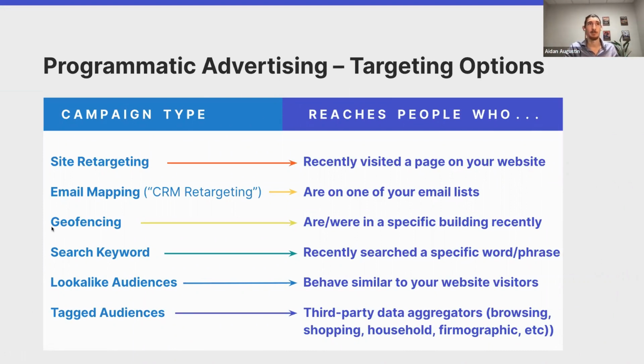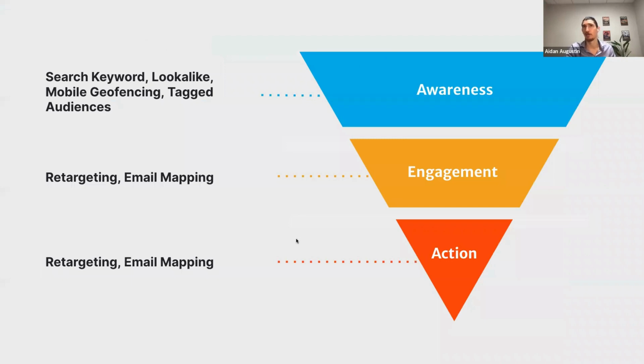So these 4 ways down here, geofencing, search keyword, lookalike, and tagged audiences, these are ways to reach net new people who don't know who you are. They're not on your email list. They haven't been to your website. And so that informs kind of where they fit in the marketing funnel. So these 4 are best for that top of the funnel awareness, whereas retargeting and email mapping, these are best for kind of mid-funnel, bottom of funnel engagement.